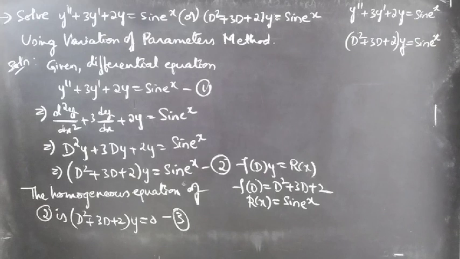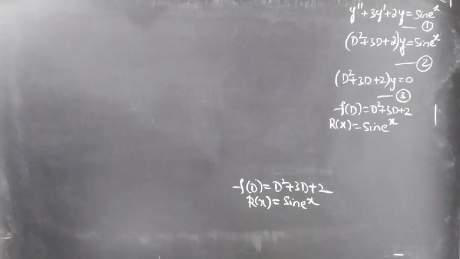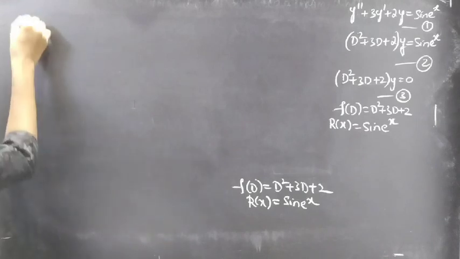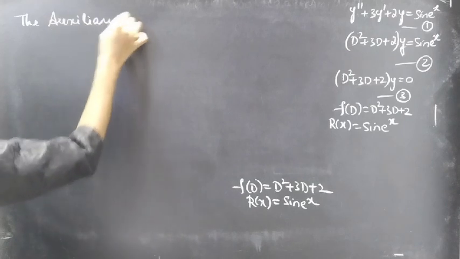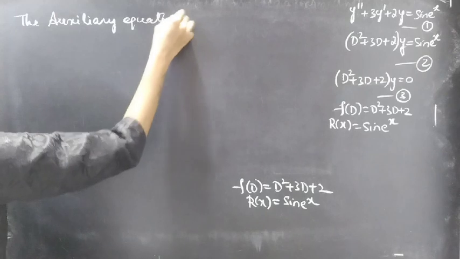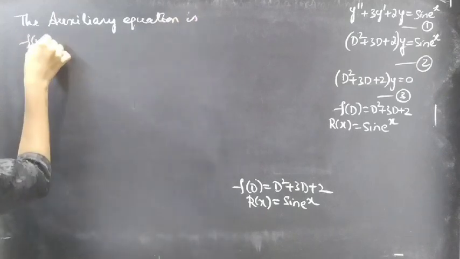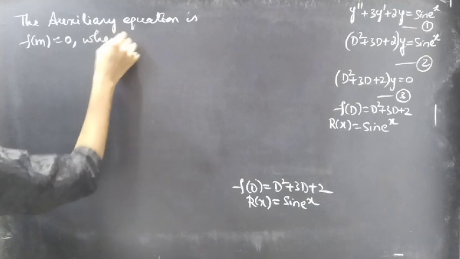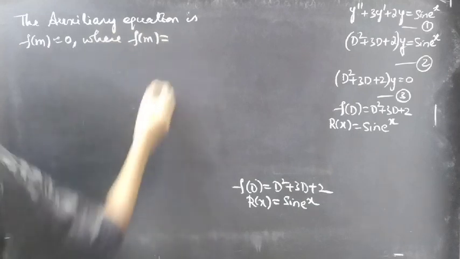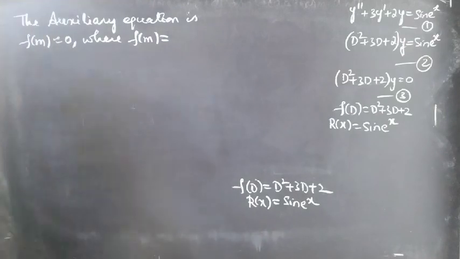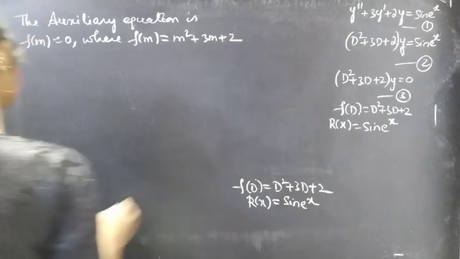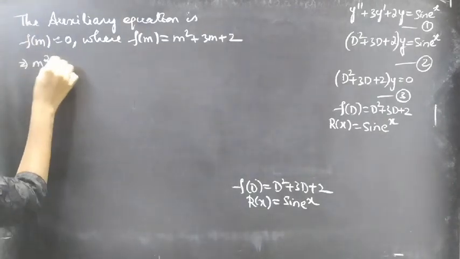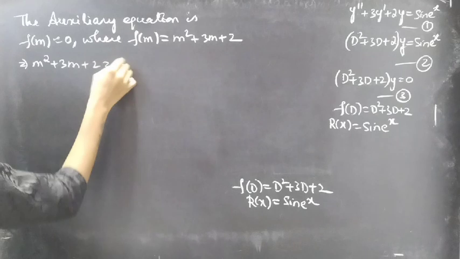Okay, now let's see the auxiliary equation. Now coming to the auxiliary equation, the auxiliary equation is f of m equal to 0, where f of m is obtained by just replacing the differential operator D by m, so that we'll get f of m equal to m square plus 3m plus 2, right? Then the auxiliary equation becomes m square plus 3m plus 2 equal to 0.